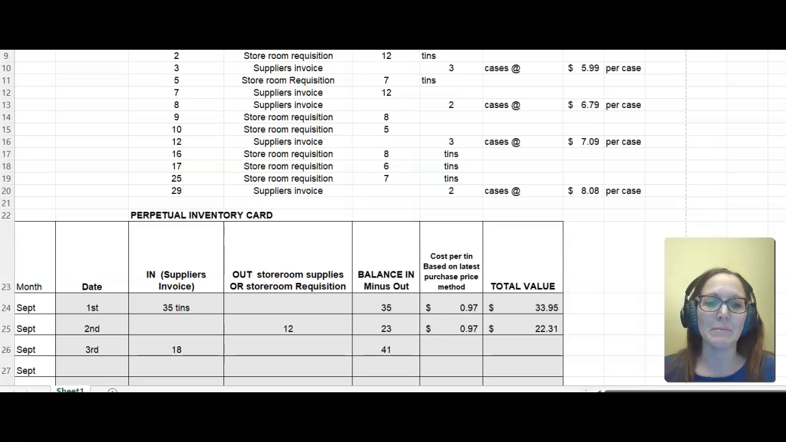Hello everyone, my name is Natasha Lawrence and today I'm going to show you when and how to use the round up or round down function key.